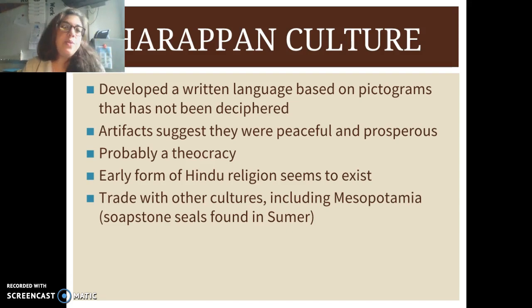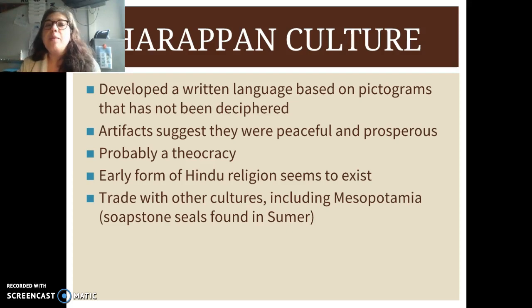What else do we know about Harappan culture? We know that they developed a written language based on pictograms. We don't know what it means. The artifacts there suggest that this was a peaceful and prosperous society. It was probably a theocracy. Remember, a theocracy, like in Egypt and Mesopotamia, is one where the government and the religion are controlled by the same group of people and have overlap in their values and their rules.